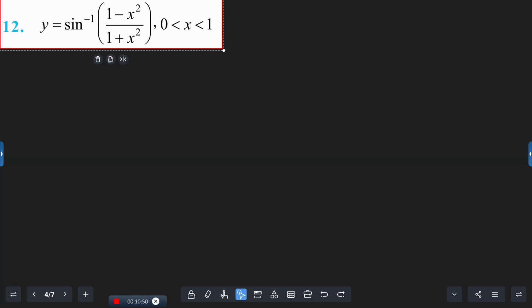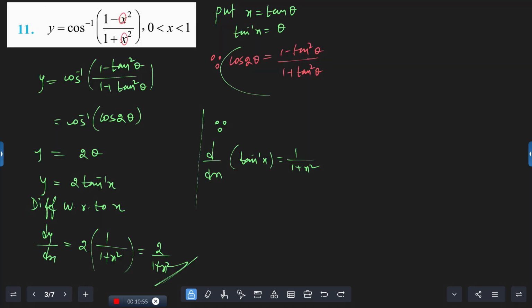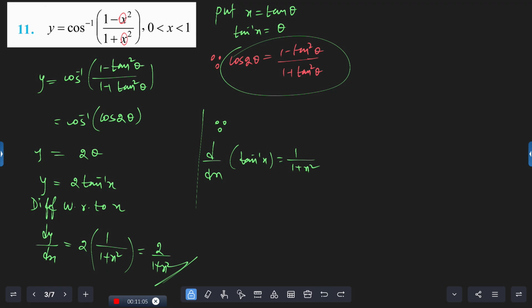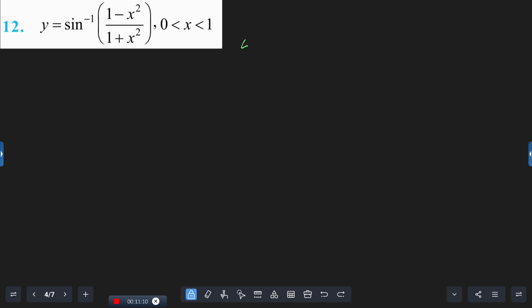Listen, question number 12. This also, what? It looks like the same as the previous formula. In the previous question, the formula I used is the same formula we have on the next page also. Have you noticed it? The same formula I'm going to use here. So one more time you write cos 2 theta is equal to 1 minus tan square theta divided by 1 plus tan square theta, which looks like this. So x I am going to assume: put x is equal to tan theta.